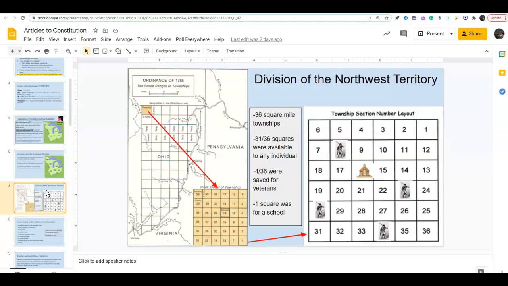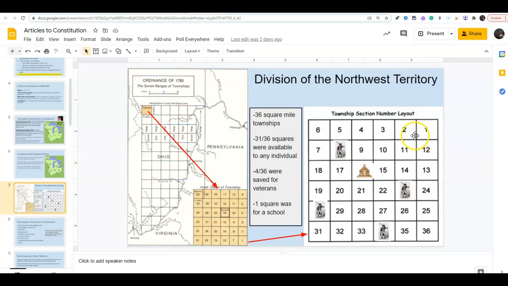the use of townships. So basically, a township is 6 by 6 square miles, or 6 by 6 miles. So it's 36 square miles. So essentially, you have 36 squares in here. 4 of those squares went to veterans, and 1 went to the school. 1 they made a school for.